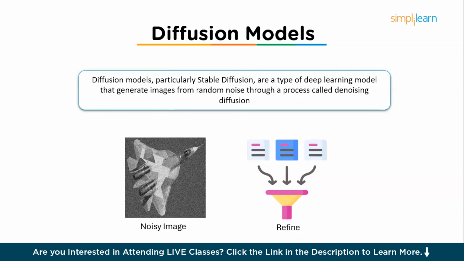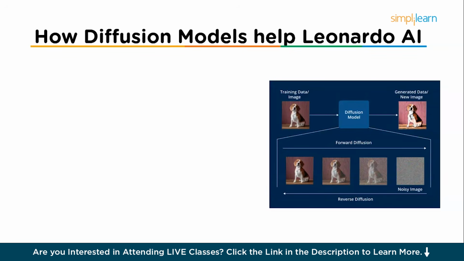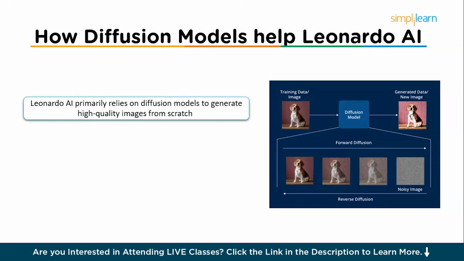Now moving on to understand how diffusion models help Leonardo AI. So Leonardo AI primarily relies on diffusion models to generate high-quality images from scratch. When a user provides a prompt, the AI begins with random noise and applies a series of transformations to shape it into the desired image. So this step-by-step process allows for the creation of highly detailed and customizable visuals.